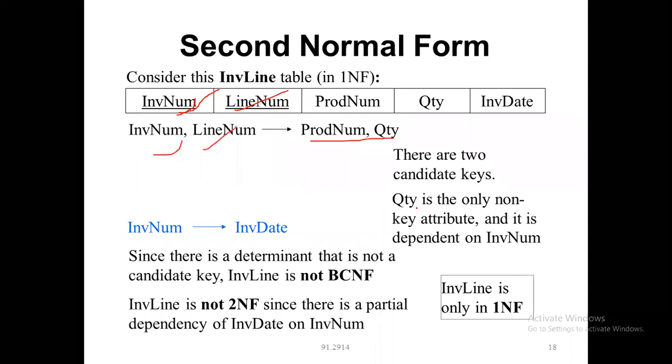Then coming to the quantity, it is a non-key attribute, and it depends on the invoice number, because invoice number says how much you purchase of the item. The items vary from time to time, so it will be changing. Today I'll purchase 2 quantities, 3 quantities, 4 quantities. Tomorrow I'll go for 100 quantities. So 100 quantities depend upon the invoice number. So this is fully dependent, not partial dependent.